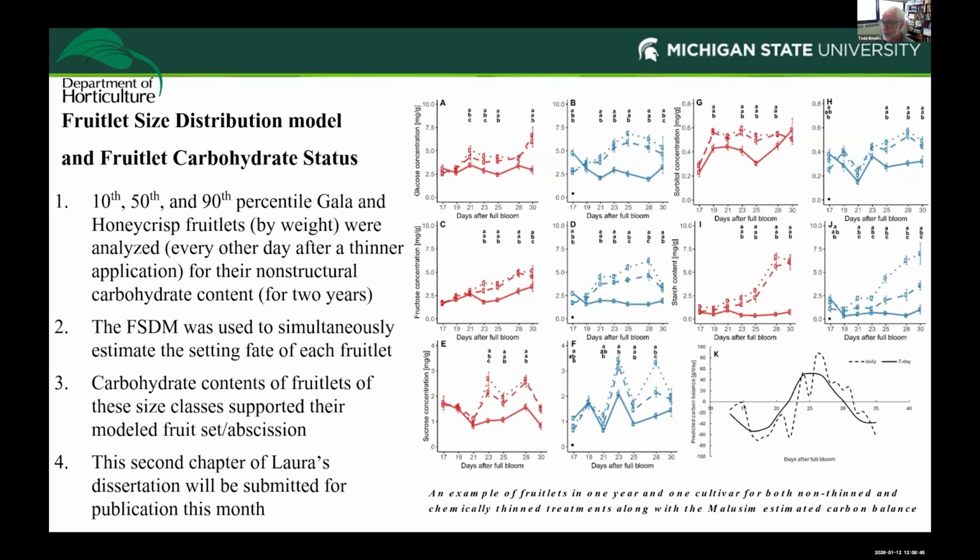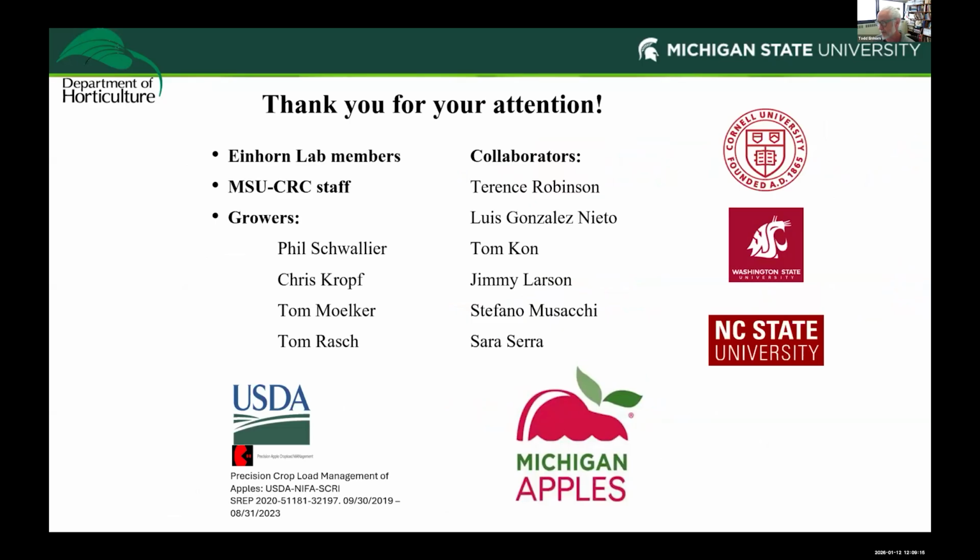This is just an example of one cultivar and 1 year of the work. The red are the non-thin, the blue are the thin treatments, and a model is below. And the data really did a fabulous job of supporting the validity of carbohydrate deficit and surplus on fruit abscission. So I won't belabor that, but we will be publishing those findings for Honeycrisp and Gala over a few years. Again, we'll submit that paper this month.